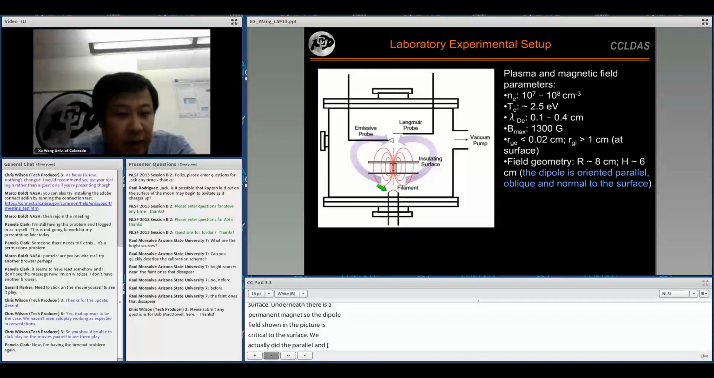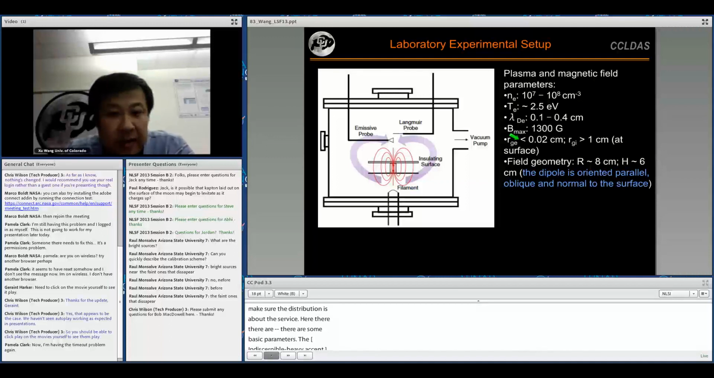So the plasma was created by a hot filament that emitted energetic electrons to ionize the gas. And we have a Langmuir probe to measure the plasma parameters, and we have an emissive probe to measure the potential distribution above the surface. So here I list a bunch of basic parameters. Basically, the Debye length is very small compared to the field geometry size, and the electron gyro radius is very small, so electrons are magnetized and ions with higher gyro radius are unmagnetized.